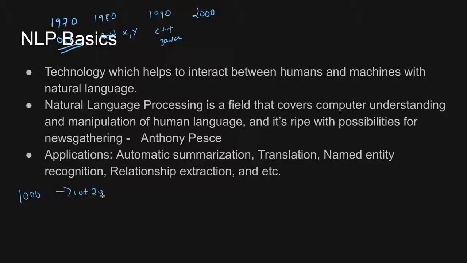And then comes relationship extraction. Relationship extraction means extracting a relationship between two entities, and it is very useful. These are some common applications that are derived using natural language processing. We will dive deep into those applications in the upcoming videos. So please stay tuned to this series.